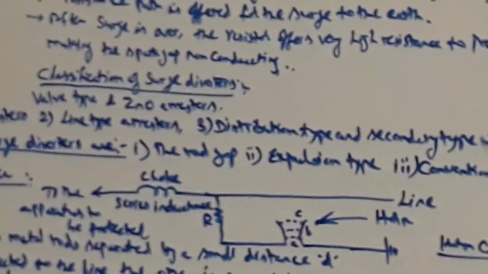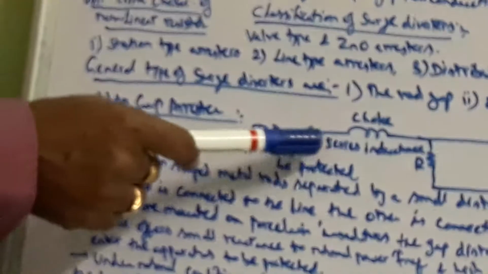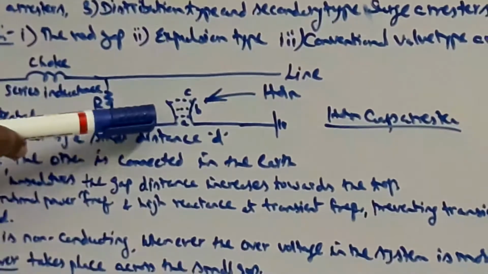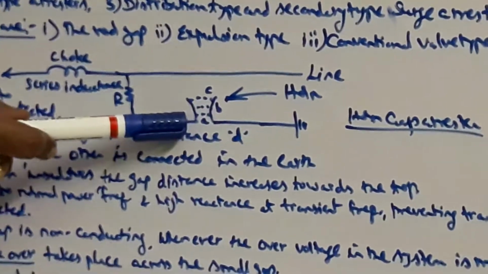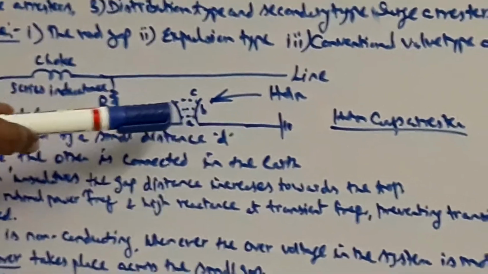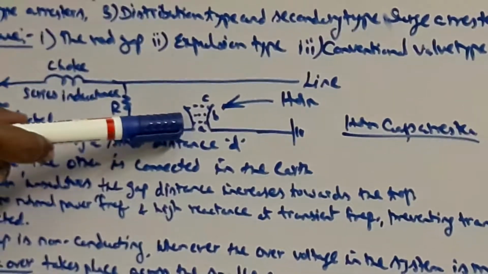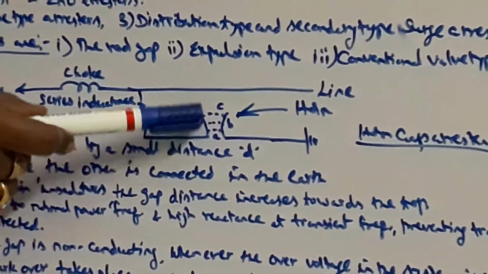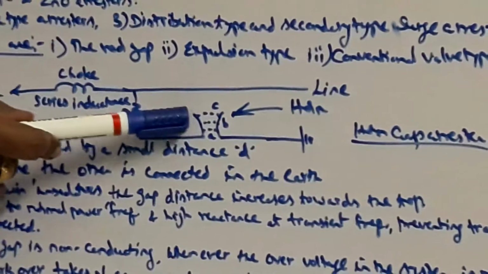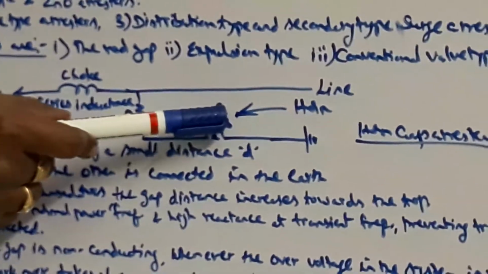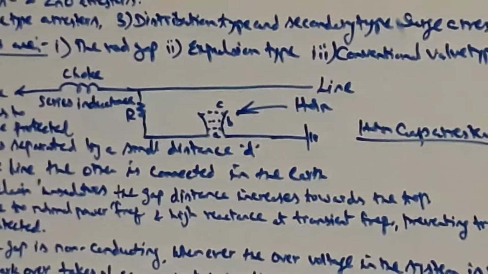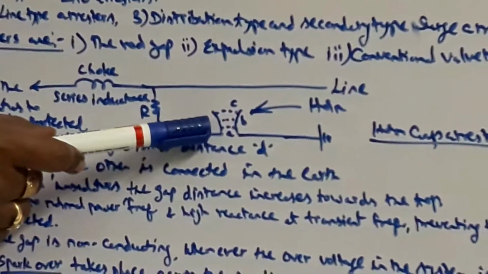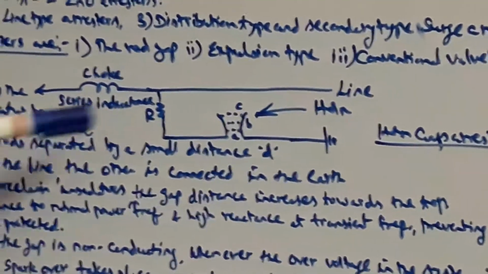Now if we consider the horn gap arrestor, it is as shown in the figure. The horn gap arrestor consists of two horn shaped rods that are designed so that the distance increases from position A to position C. At position C, the distance between the two horn gaps is very large, even though the two horns are separated by a small distance d at the bottom.